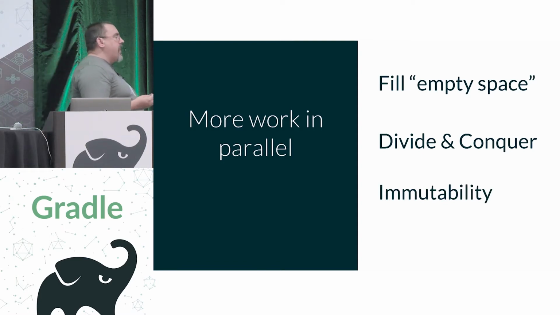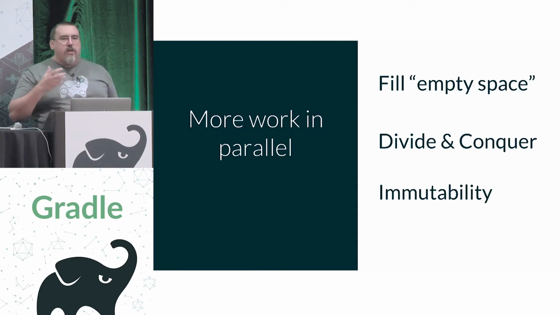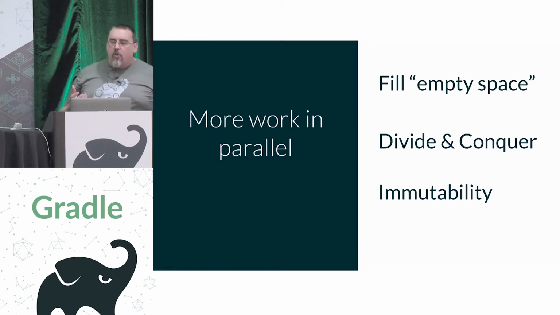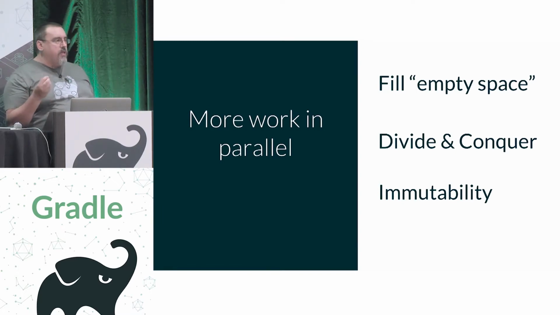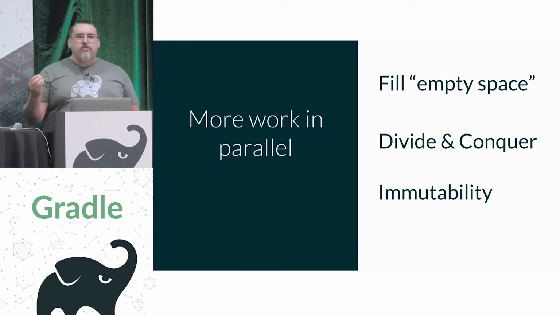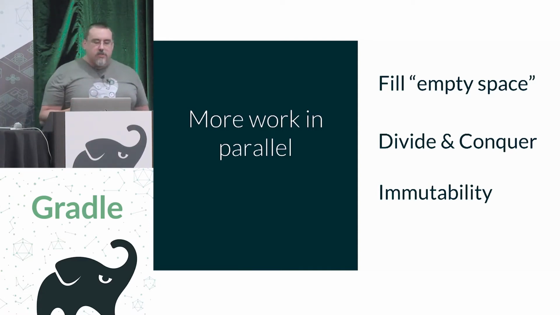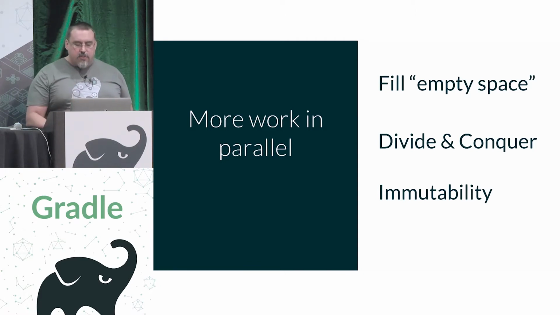And if we're running things in parallel, as you probably know if you've done any sort of parallelism in the past, one of the things that's really important is this immutability, right? We don't want those units of work to be able to affect each other and produce indeterminate results. And so immutability is very important to doing more work in parallel.